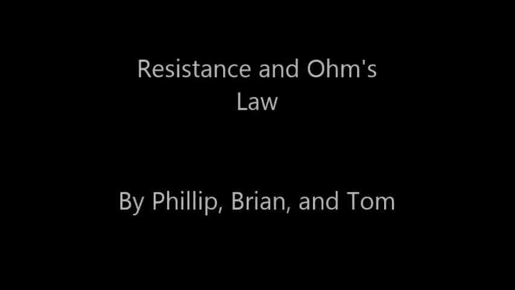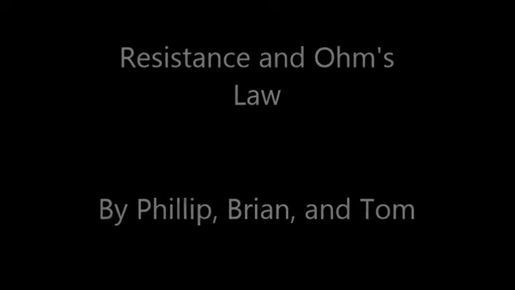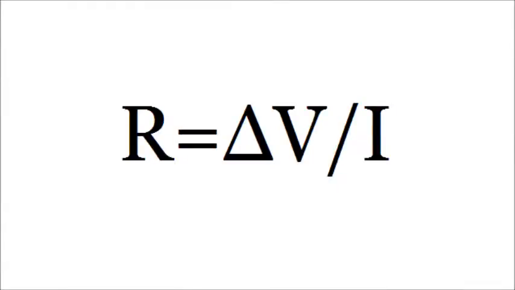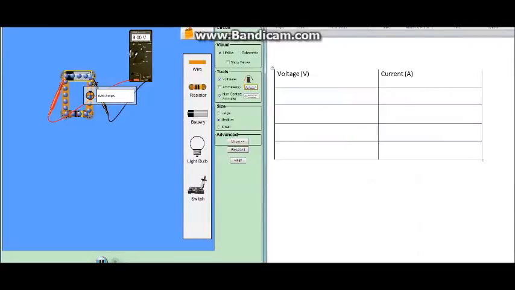Today we will be looking at resistance and Ohm's law. First, what is a resistor? A resistor is a special circuit element often made from metal or carbon that has the same resistance value no matter how much current flows through it. To find the resistance, we can use the formula R equals ΔV divided by I, or take the slope of a voltage-current graph.